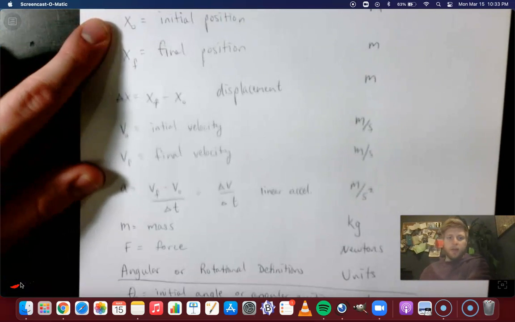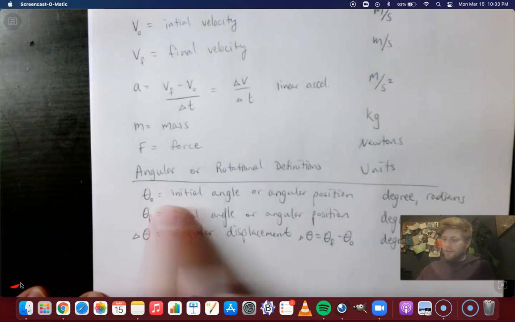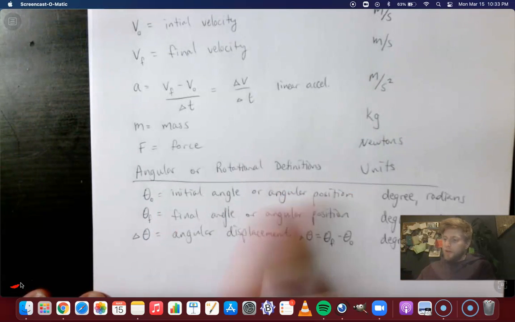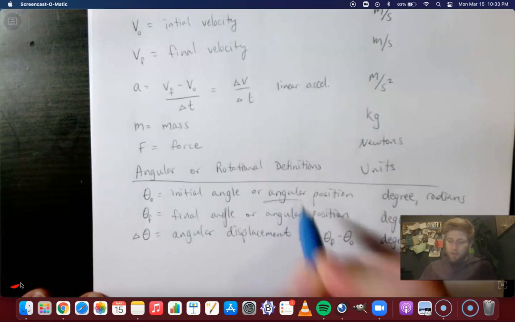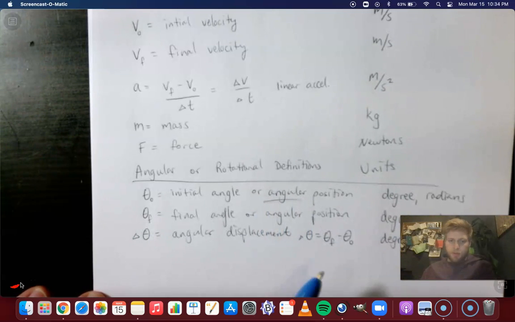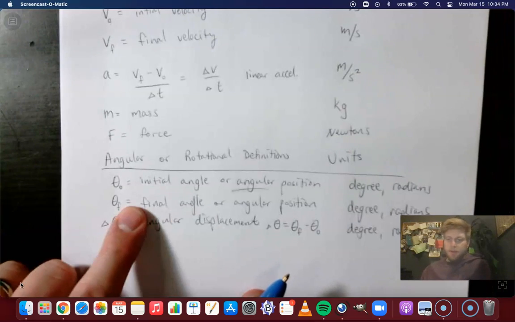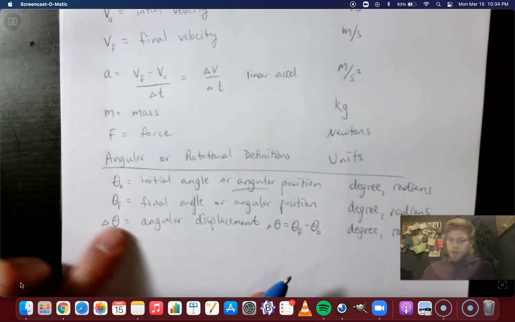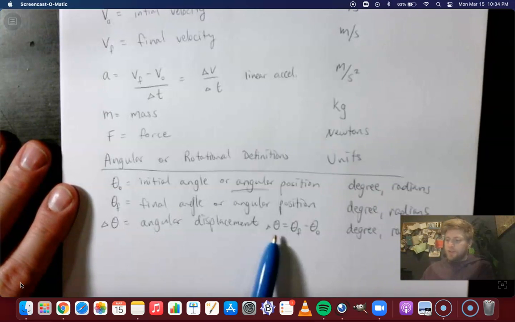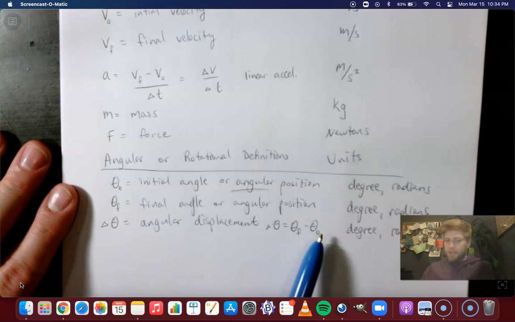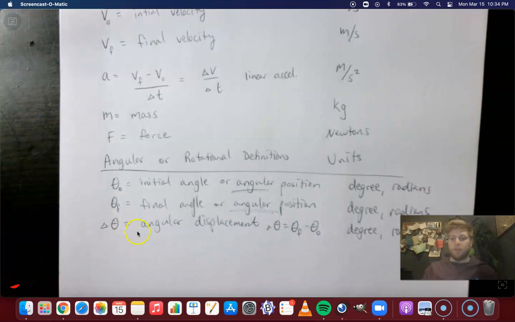For x naught, that was the initial position. And here we've got the initial angle or the initial angular position. So I've just inserted the word angular, and that's kind of it. That's the direct way to translate it in words between the two. Instead of final position, I have final angle or final angular position. For delta theta, that's just final angle minus the initial angle. That is the angular displacement. How far around a circle have we gone?